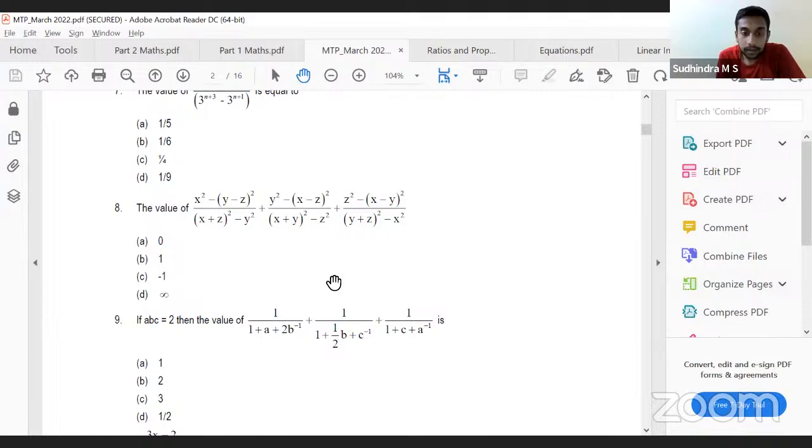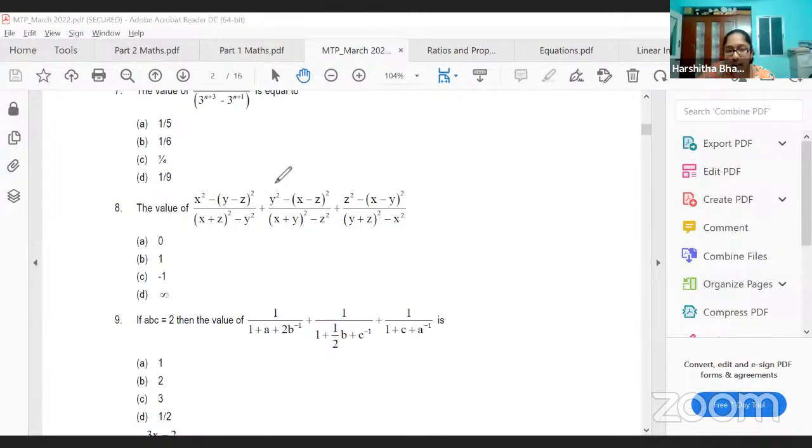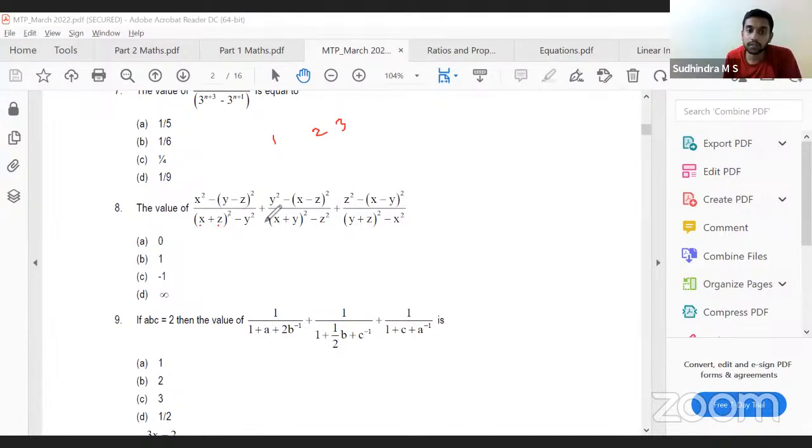Sir, I had a doubt regarding the previous problem. If we substitute values for x, y, and z, say 1, 2, and 3, then it should also satisfy, no, sir? We get 0 in the numerator, I think. No, we cannot get 0. Sir, y minus z will be 2 minus 3, minus 1. 1 plus 3 is 4, 4 square is 16, 2 square is 4, 3 square is 9. Okay, here you are telling we'll get 0 in the numerator. Yes.